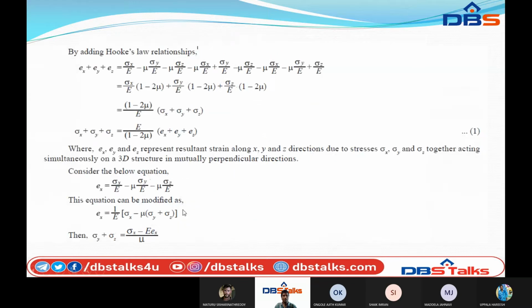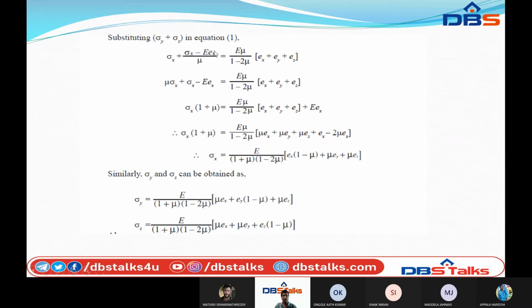Substituting sigma y plus sigma z, this value should be substituted in that equation. That means in equation 1, we are substituting the sigma y plus sigma z value, that is sigma x minus Ex by mu, into equation 1 in that place. Sigma x plus sigma x minus Ex by mu equals E by 1 minus 2 mu into Ex plus Ey plus Ez. Okay. In that equation, we are substituting the sigma y plus sigma z value as sigma x minus Ex by mu.